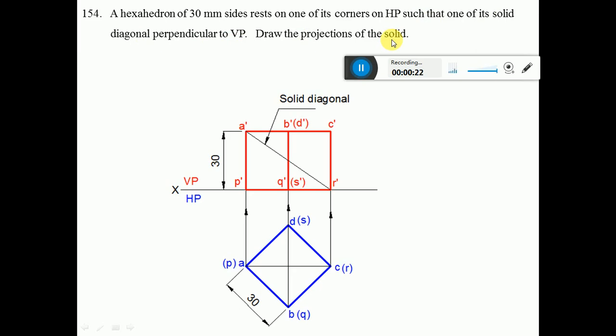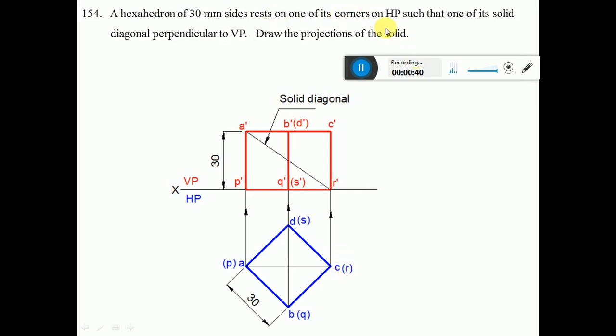Since it is a hexahedron, there are six surfaces. A hexahedron is nothing but a cube, and in other words, it is called a cube. So a cube of 30 sides rests on one of its corners on HP.